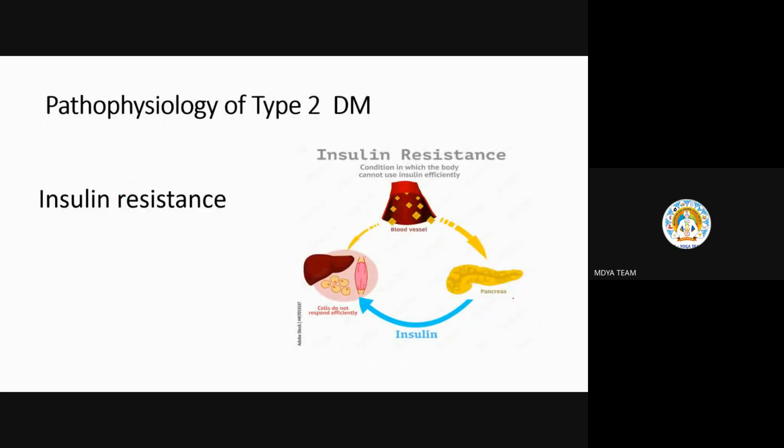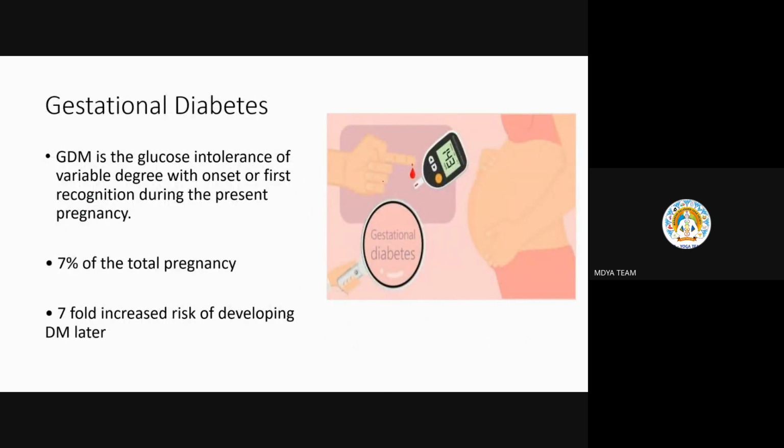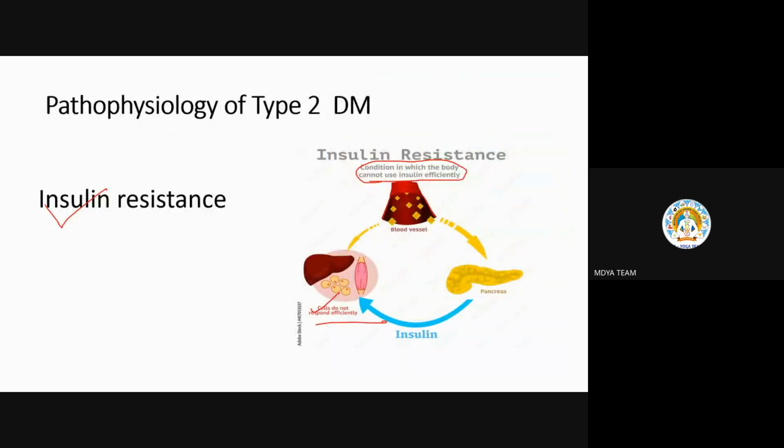Okay, as I told, the main reason is insulin resistance itself. Okay, so it is written that cells do not respond effectively. Cells are not responding now. The problem is at the cell level in type 2. Insulin resistance is the condition in which the body cannot use the insulin effectively. So again and again I am repeating the same thing, since like I think the third, fourth slide. So you should learn it by heart.